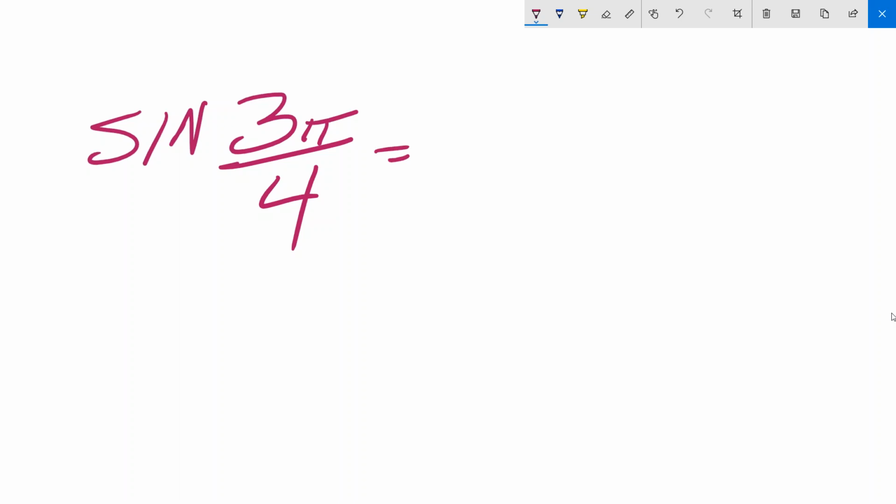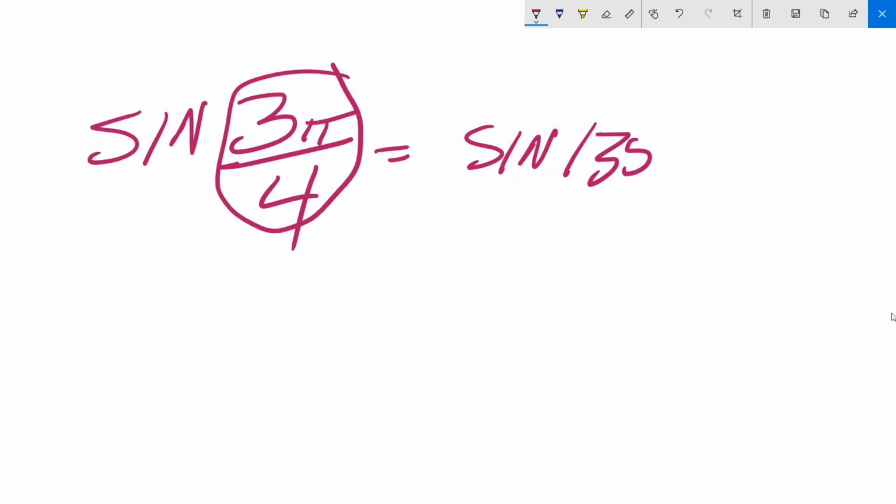So that's equal to the sine of what in degrees? What's pi over 4? Yep. So it's 3 pi over 4. And that's probably the way you'll do it. Now put that in your calculator. Make sure you're in degree mode.